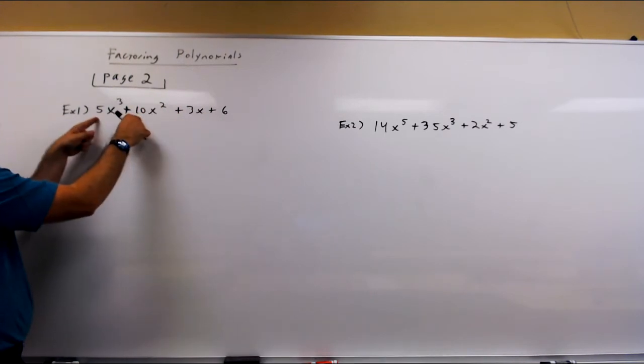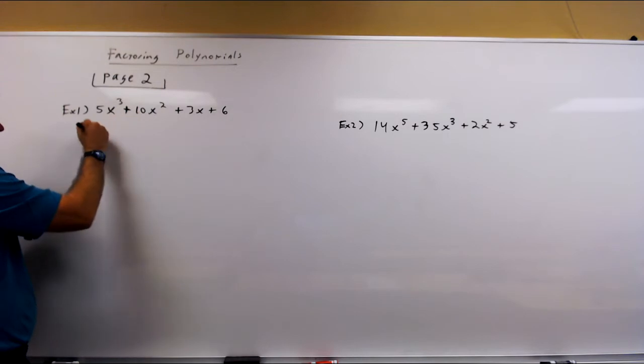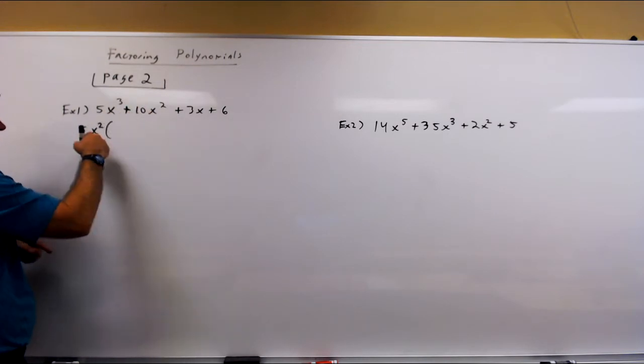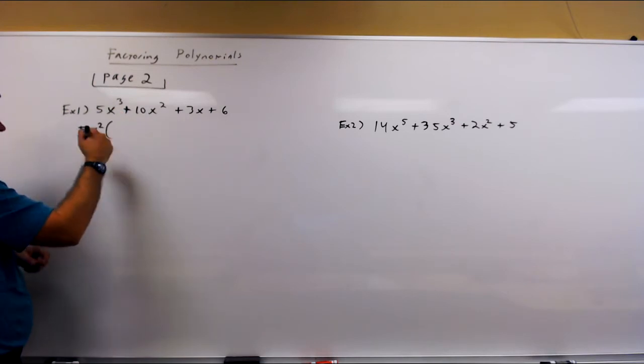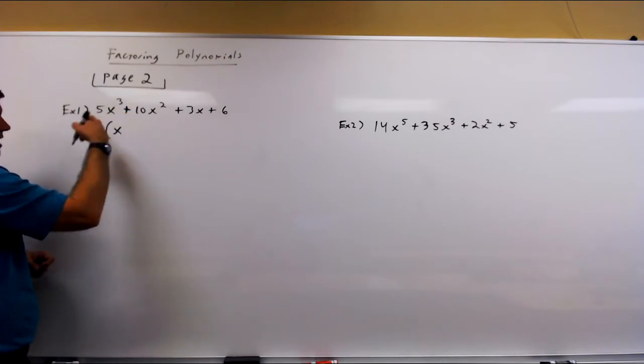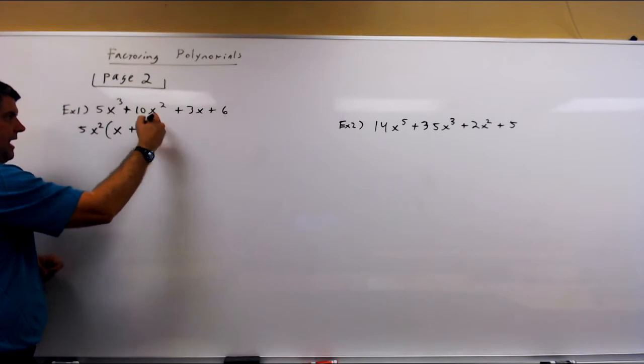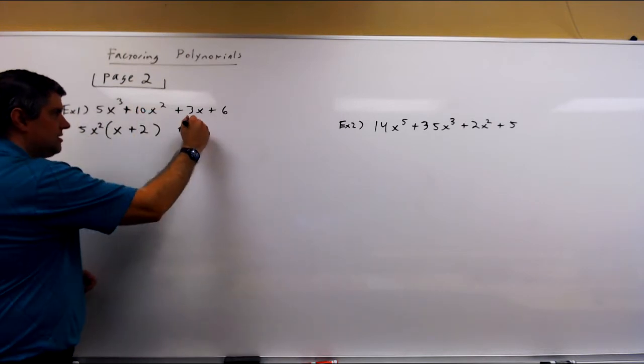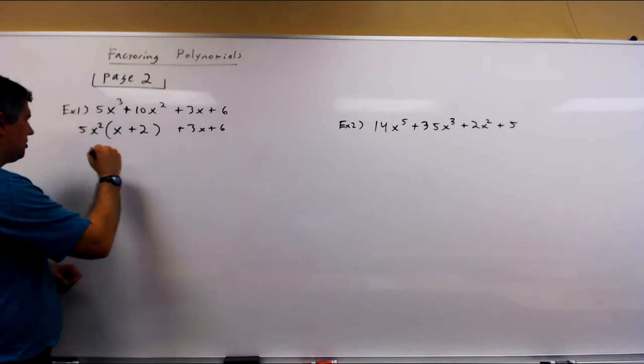So these 2 are divisible by 5, and they both have an x squared in them. The lowest appearing power between the 2 of them is x squared. 5x cubed divided by 5x squared is just x. 10 divided by 5 is 2, and the x squareds cancel. Okay? And then I'm going to leave this alone. Okay, so these 2 are done.